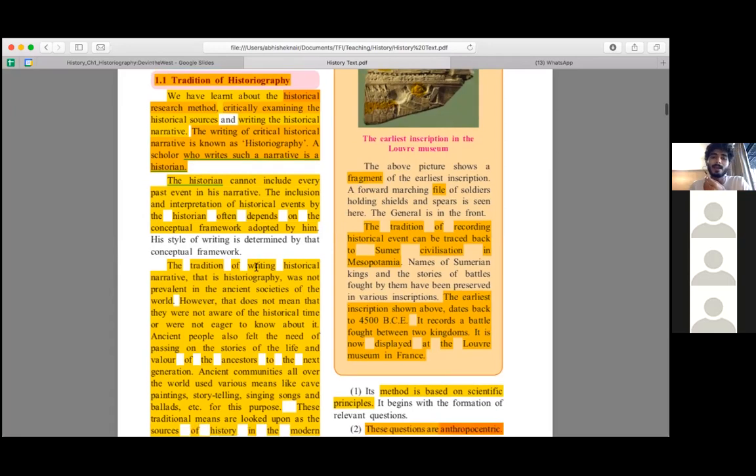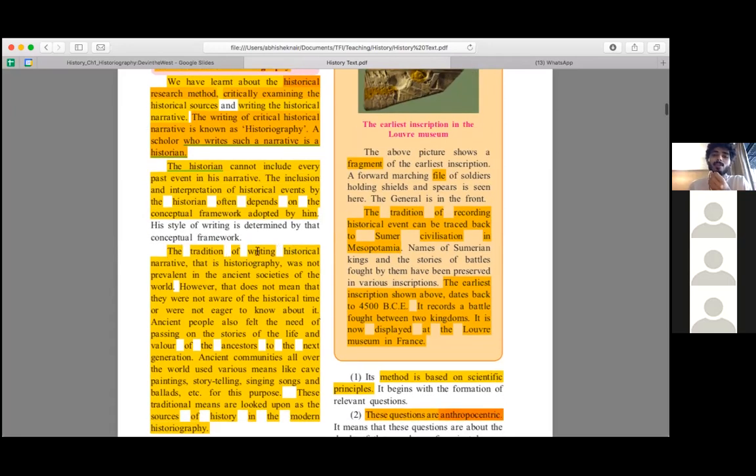And the third paragraph tells us about the tradition of writing history, meaning from earlier times, how people have been writing history. How did the writing of history start in olden times, even when we never used to write? So come, we'll go through it now.